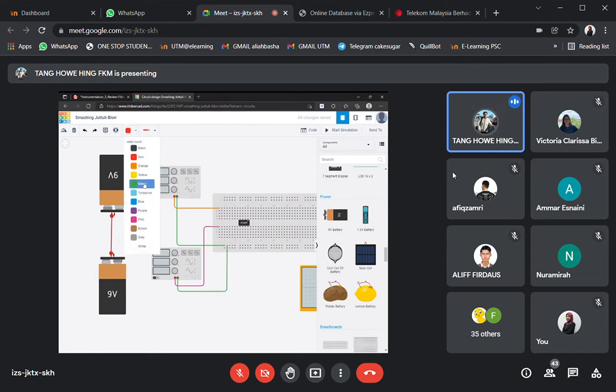This one is common ground. Okay, so this one negative. So common ground. This is the common ground. There is the green color. So we just common ground everything together.